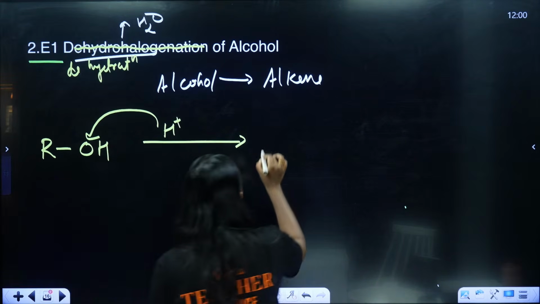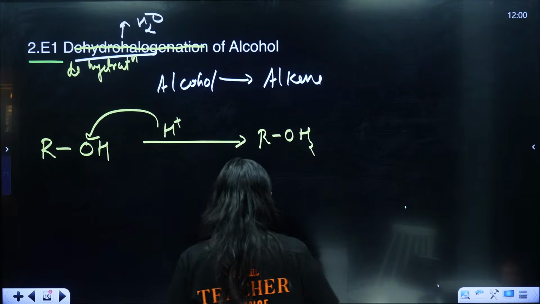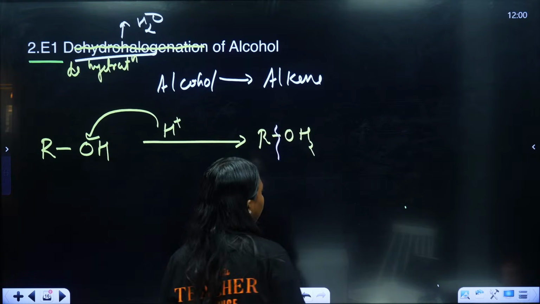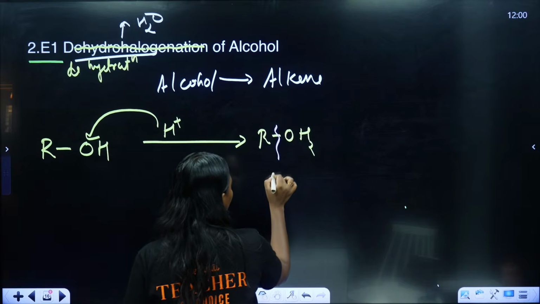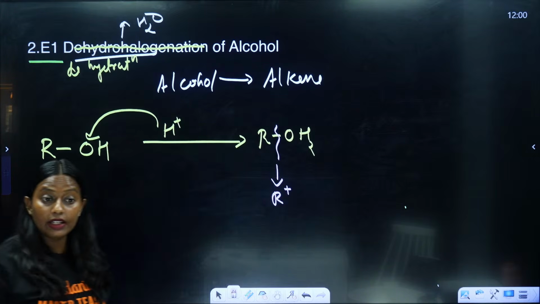So what will you get? ROH2 plus. In the second step, what will happen? It's very simple. It will eliminate water. So what will you get? You will get R plus.